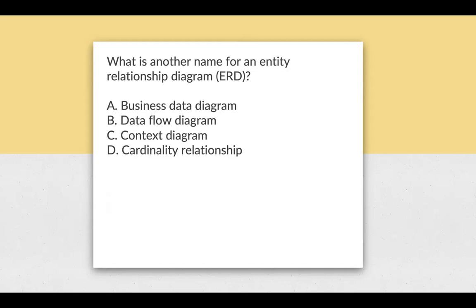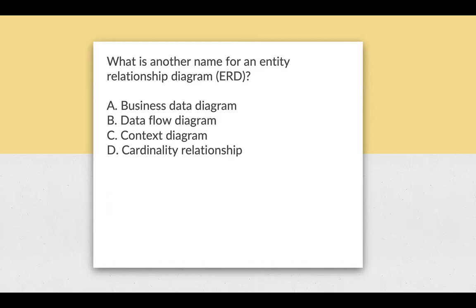So the correct answer is business data diagram. How? An entity relationship diagram, ERD, is a visual representation of how different entities, that is data, people, and concepts in a system, relate to each other. It is often referred to as a business data diagram because it maps out the critical data structure for a business solution.